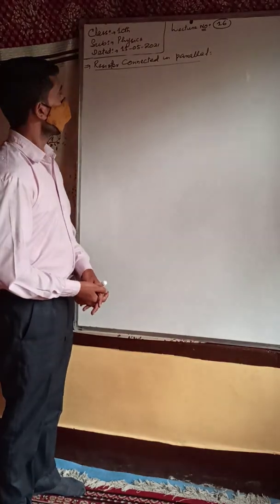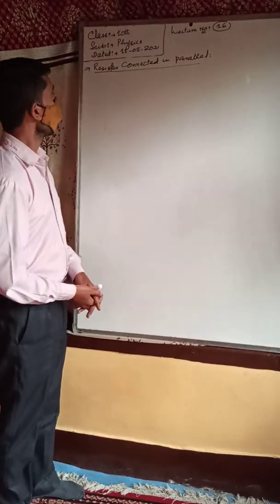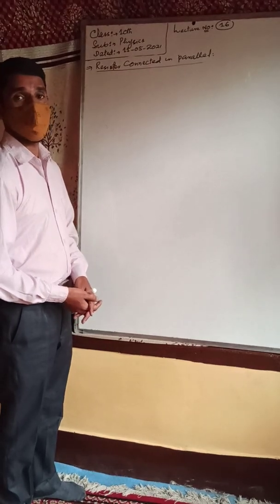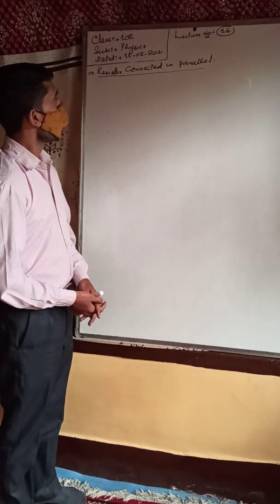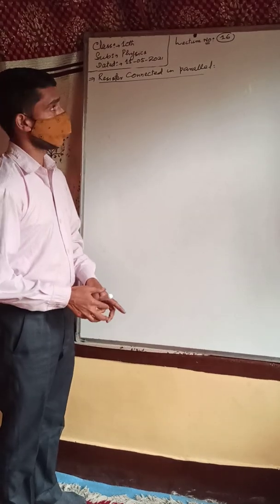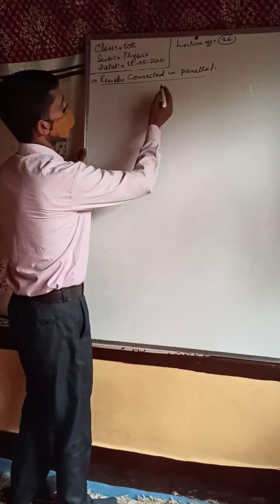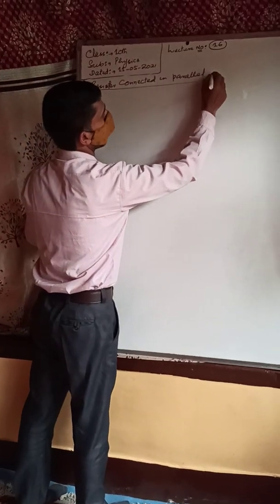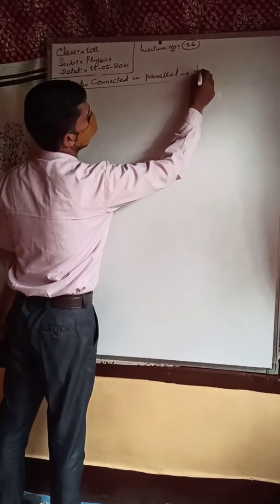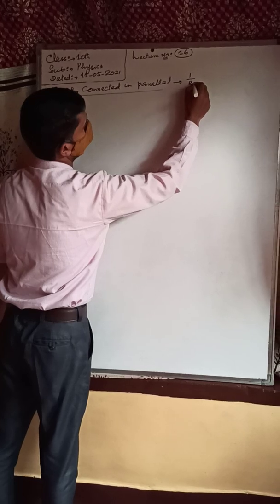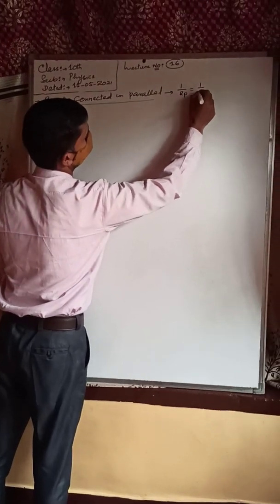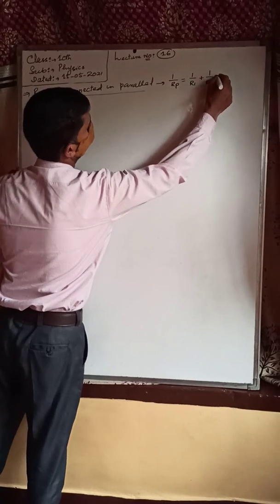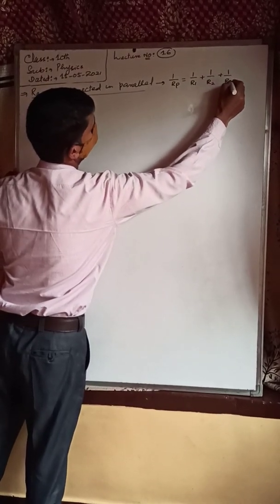Today, the topic which I have opted for you is resistance connected in parallel. In previous lecture, we have discussed about resistors connected in series. Now, what is actually its expression? Resistors connected in parallel. Its expression is 1 divided by Rp equal to 1 divided by R1 plus 1 divided by R2 plus 1 divided by R3.